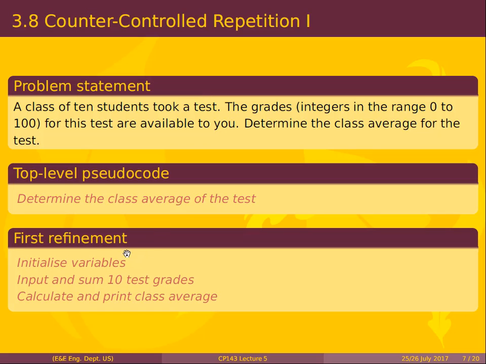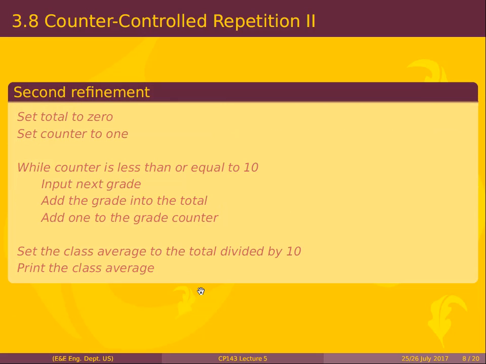So for our top level pseudocode, we're going to think about how we translate this problem from a paragraph into something that a programmer can understand a little bit better, and then we're going to refine that. So top level pseudocode: determine the class average of the test. Now we're going to start refining it. We have to initialize variables. We need to input and sum 10 test grades. Then we need to calculate and print the class average.